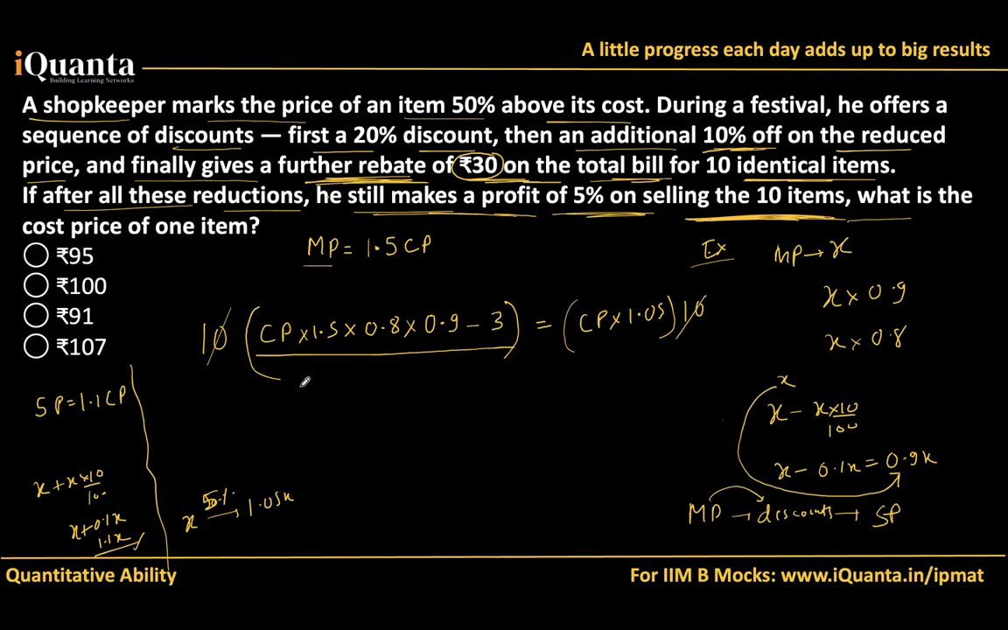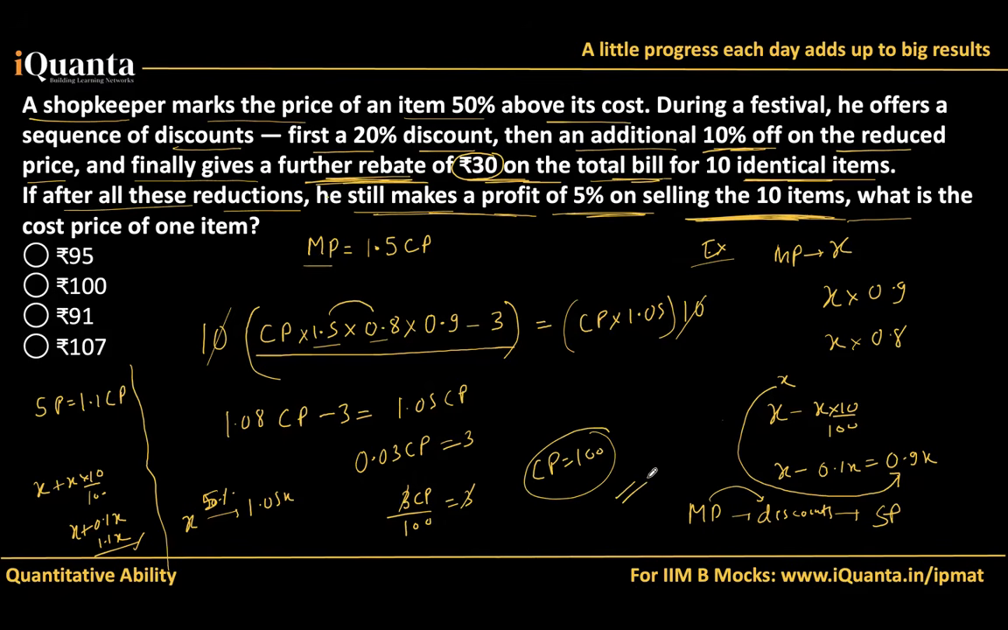So what do I have finally? I get CP into 1.5 into 0.8. 1.5 into 0.8 becomes 1.2. 1.2 into 0.9 becomes 1.08. So CP into 1.08 minus 3 is equal to 1.05 CP. So CP goes there. What do we get? 0.03 CP is equal to 3. So we get 3 CP upon 100 equals 3. This cancels. We get CP equal to 100, and that is the answer.